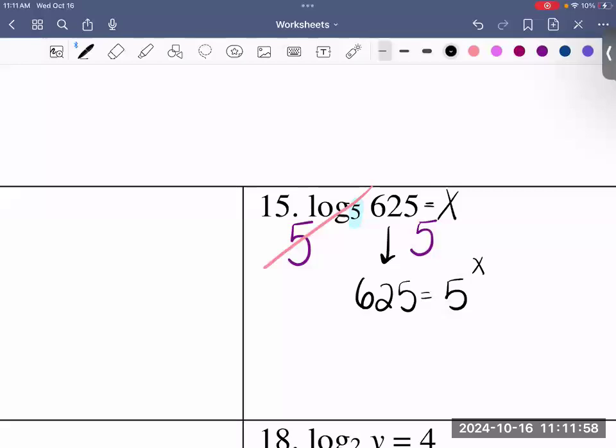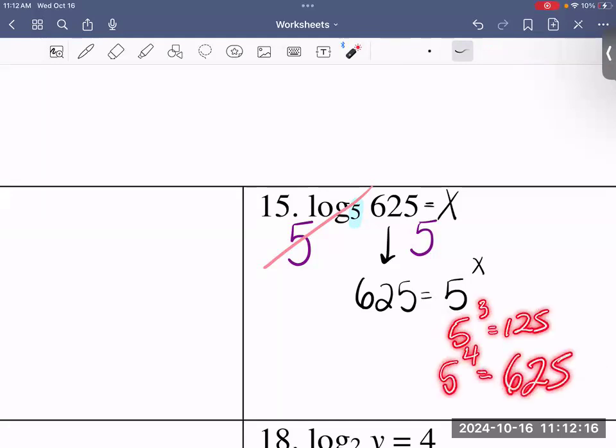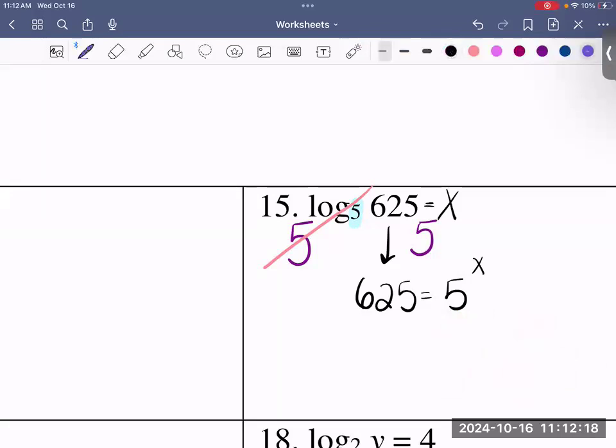So now I need to figure out, okay, well, what are some powers that I know? So we have 5 to the first is 5, 5 squared is 25, 5 cubed is 125, and then 5 to the fourth is 625. So that just means x is equal to 4.